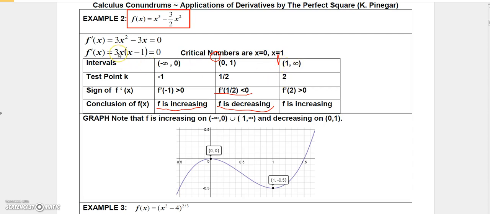And if you plug 2 in, you get a positive and a positive. When you multiply those, you'll get a positive. So the derivative is positive at 2. So therefore, the function is increasing. So the function is increasing on negative infinity to 0 plus 1 to infinity, and decreasing on 0 to 1. And here you can see the picture. It's increasing here, decreasing here, and then increasing here.